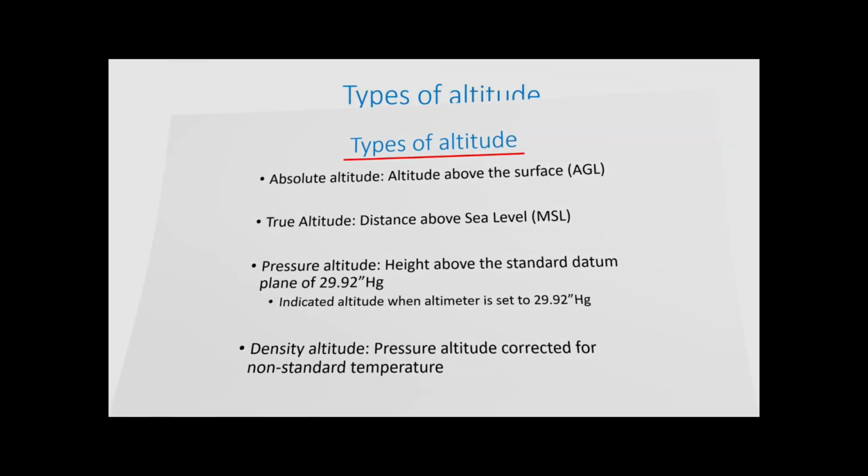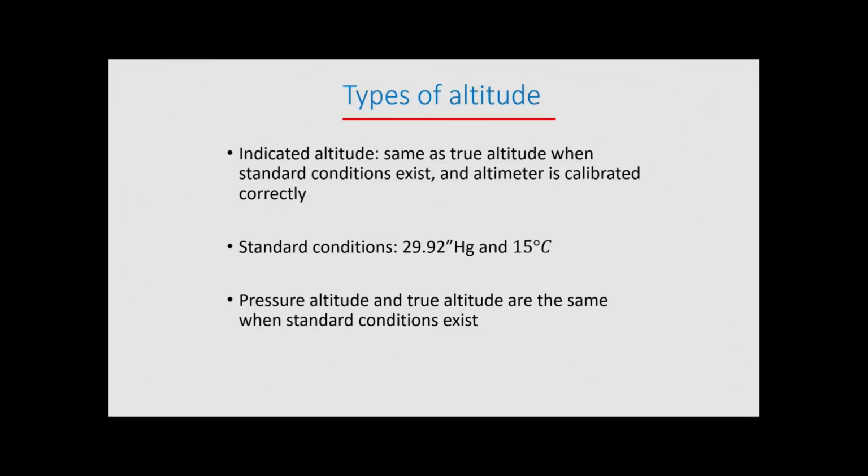Density altitude is the pressure altitude corrected for non-standard temperature, and this is what the airplane feels like it is flying at. Indicated altitude is the same as true altitude when standard conditions exist, and the altimeter is calibrated correctly. Remember that standard conditions are 29.92 inches of mercury and 15 degrees Celsius. Pressure altitude and true altitude are the same when standard conditions exist.